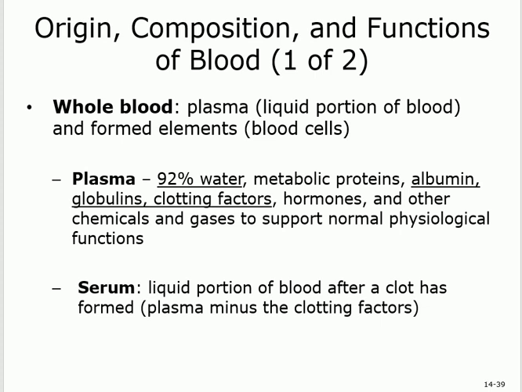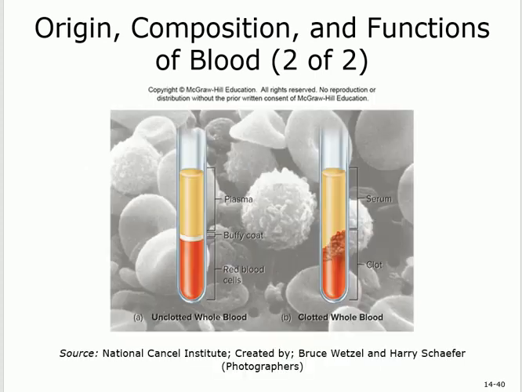Now, this is the plasma, which is the fluid part, right? What's the difference between plasma and serum? Serum is the same as plasma minus clotting factors. If you take a sample of blood outside of your body, the clotting factors are going to activate, and it will make a clot. You don't have them anymore. It's plasma minus clotting factors because it's already clotted. Like this picture here: clotted, and you end up having only the serum.